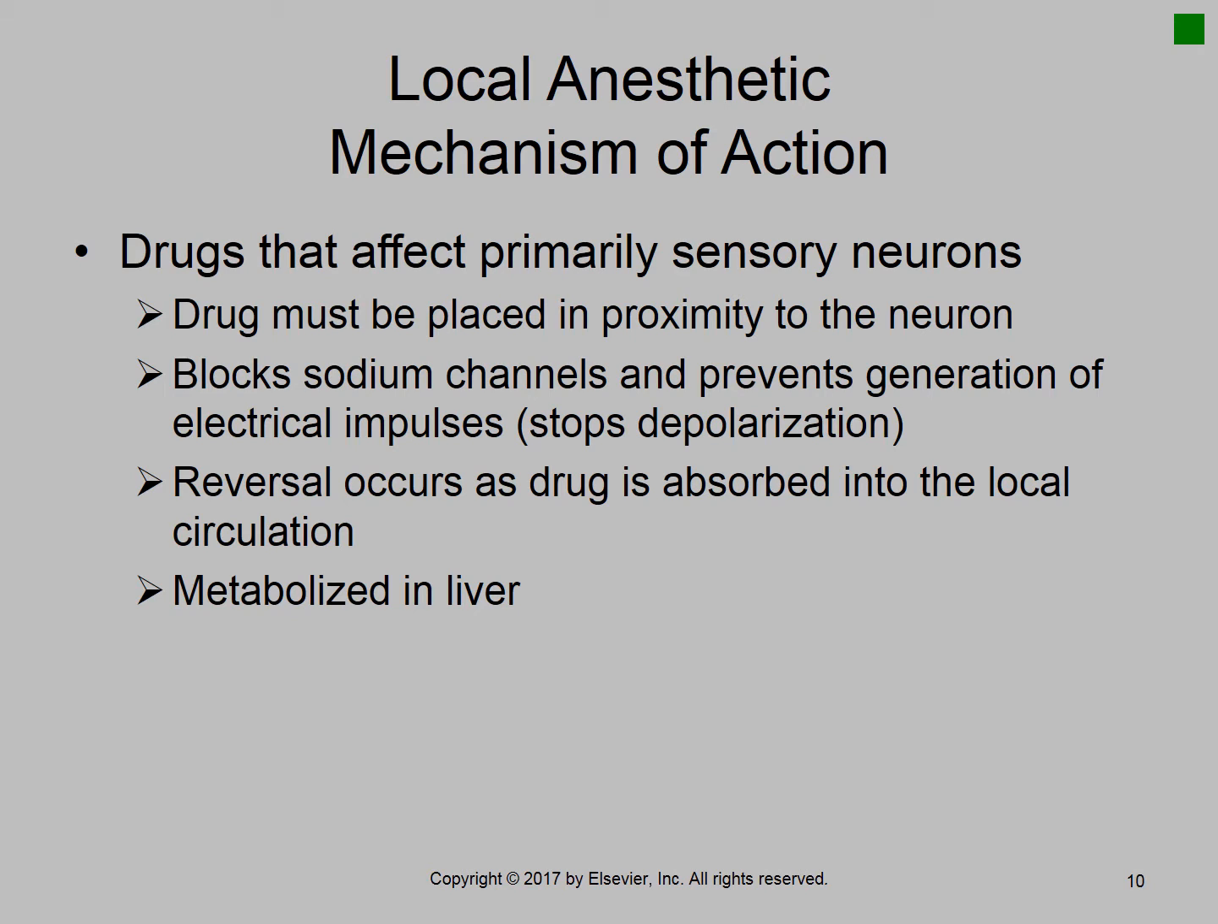Reversal occurs as the drug is absorbed into the local circulation. It's then taken through circulation to the liver. It's metabolized, excreted in the urine, and it's gone out of the body.